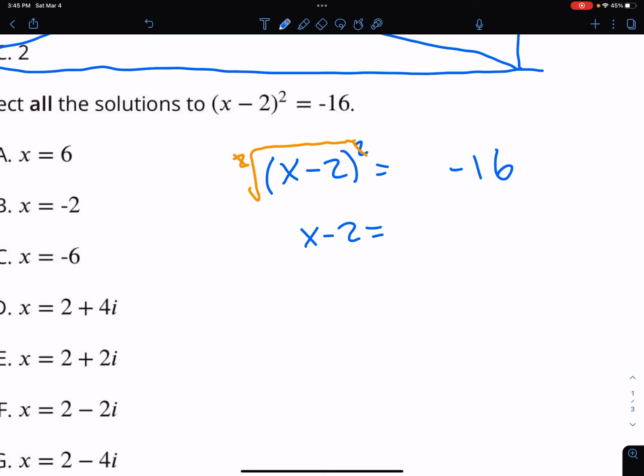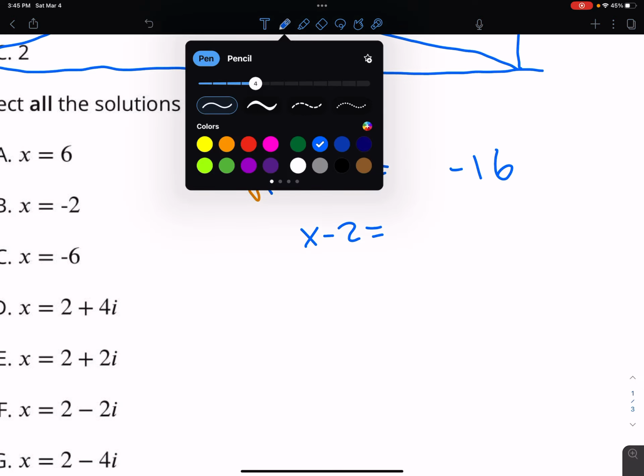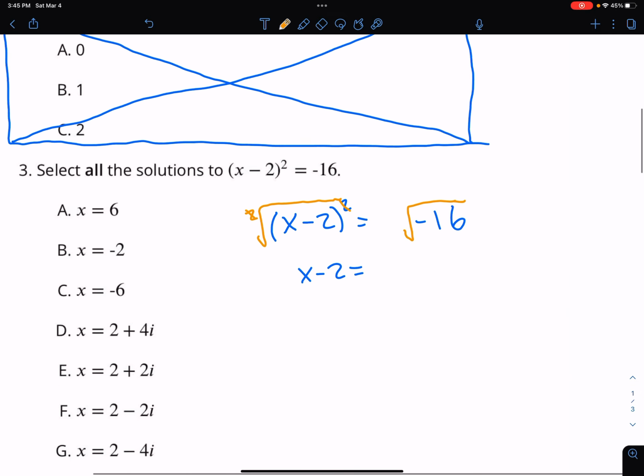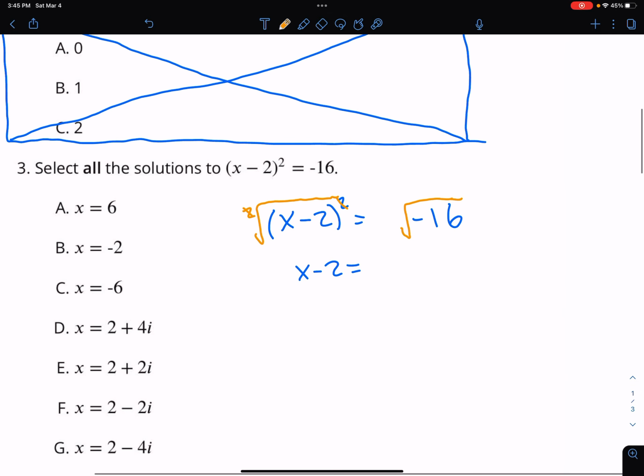But in math, anytime we do something to one side, we always do it to the other. So if we're going to take a square root of the left side, we better make sure we take a square root of the right side as well. And now there's a couple funny things going on here.